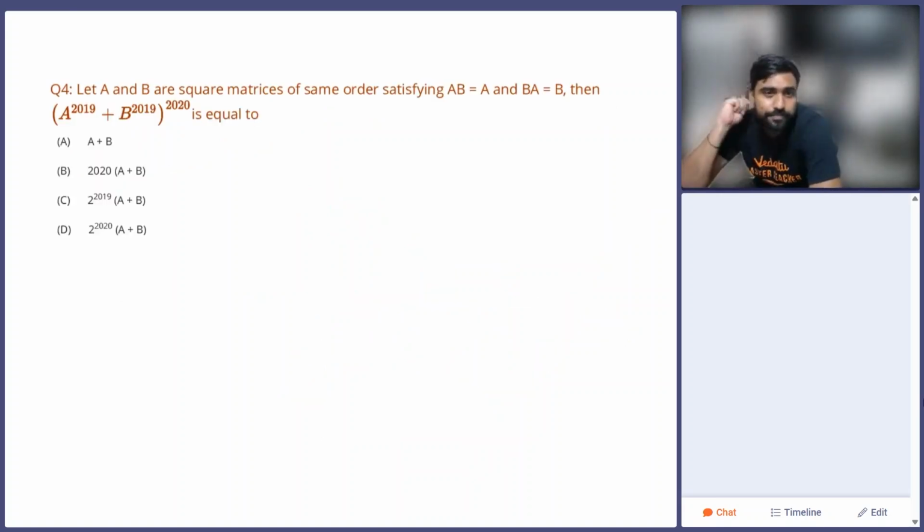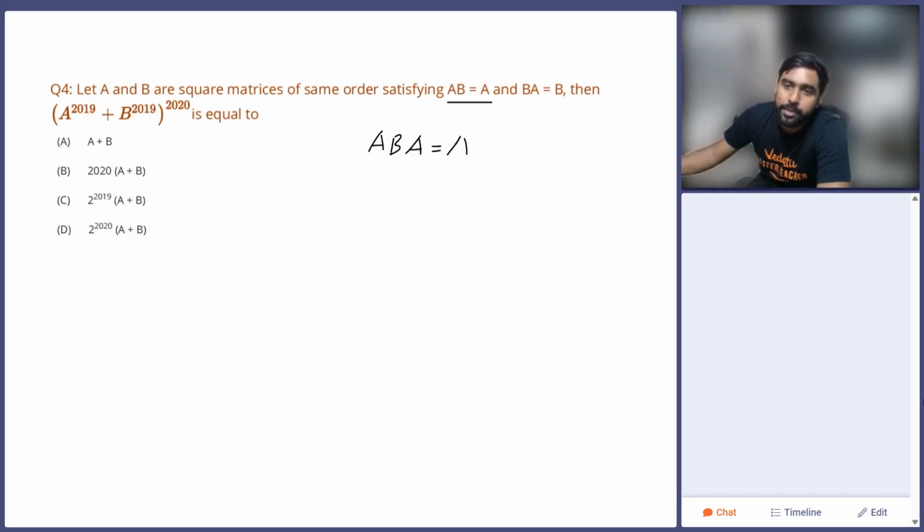What we have over here is A and B, two square matrices satisfying this condition: AB equals A, BA equals B. Then what is A power 2019 plus B power 2019, whole power 2020? So what I can do over here is, if AB is given to me as A, can I say that AB into A is equal to A into A.